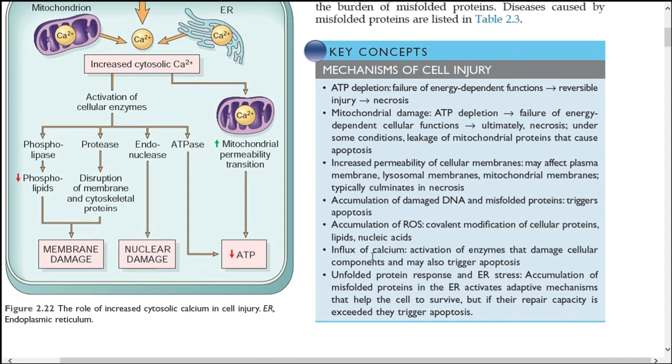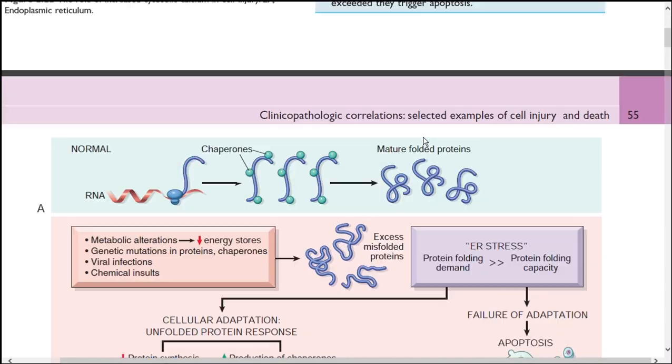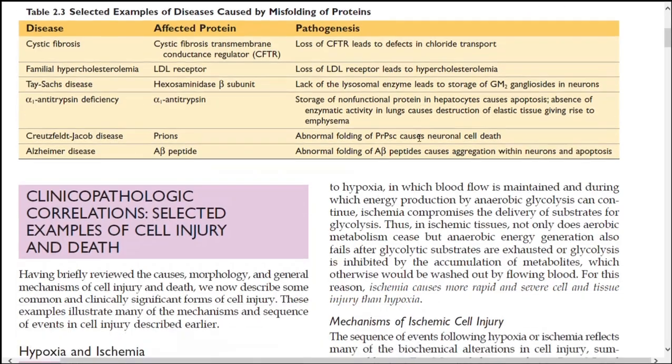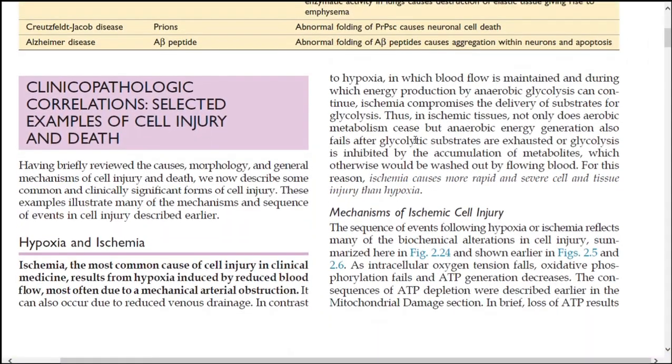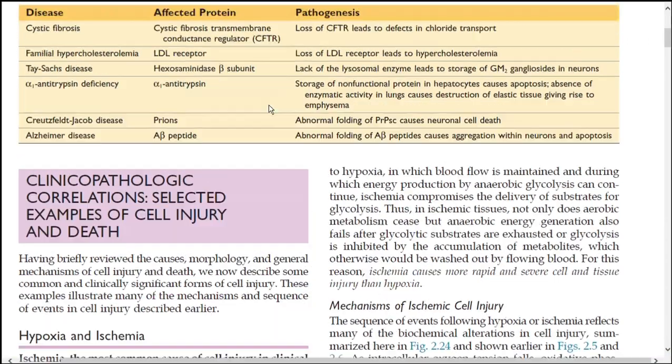So that is what we have seen in mechanism of cell injury. This is the summary. You can go through it in Robbins. Thank you. We will be seeing about clinical pathologic correlations in the next lecture.